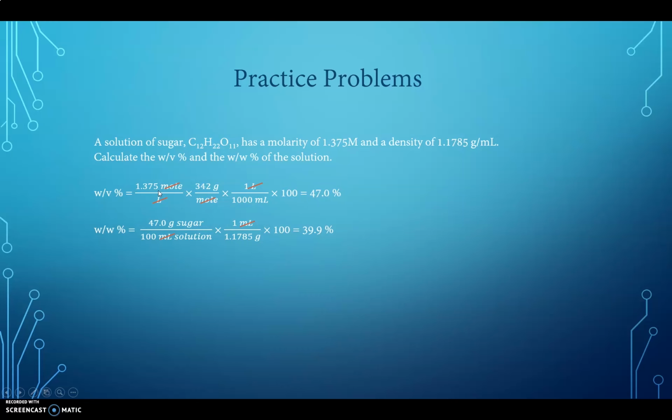And of course, the weight volume and weight percent will normally be different unless the density happened to be 1. If the density were 1, it wouldn't make any difference, but that's rather uncommon. So usually the density is different than 1, and those two percentages will not be the same.